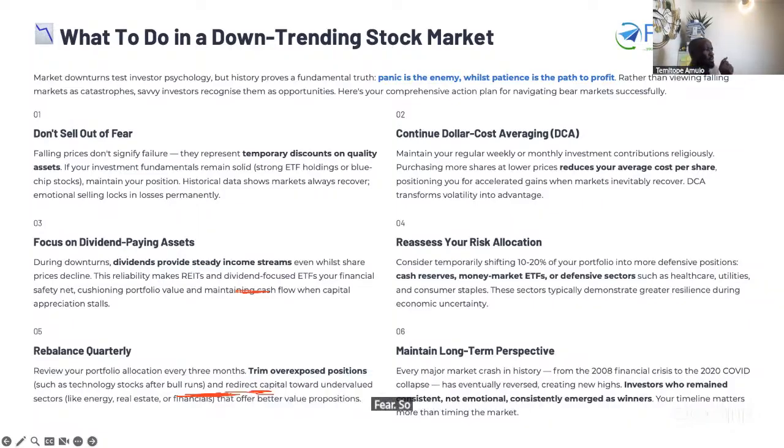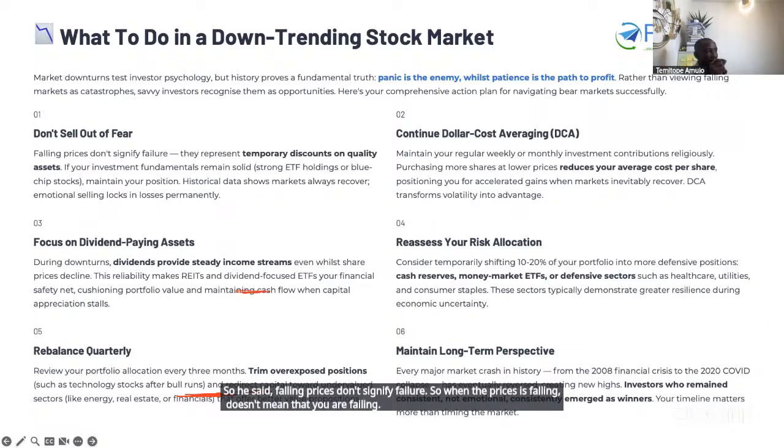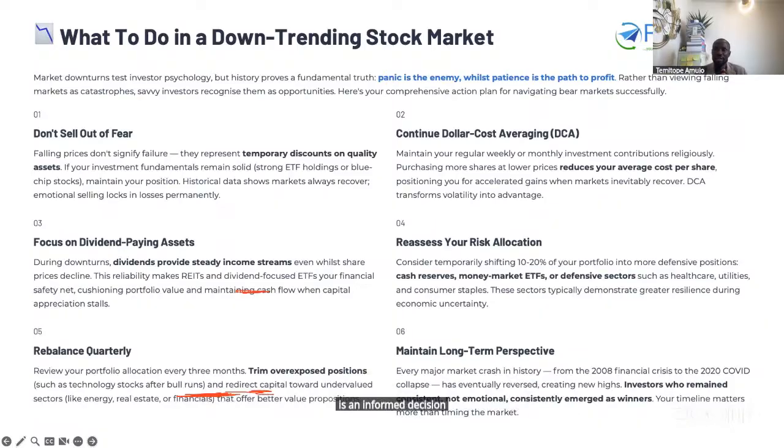So he said falling prices don't signify failure. When the prices are falling, it doesn't mean that you are failing. They present temporary discount on quality asset. So if your investment fundamental remains solid, strong ETF holdings or blue chip stocks, maintain your position, don't sell it. And that was what I said earlier. If you had made your comparisons very well and you make your decision based on an informed decision, don't be afraid of selling your shares out quickly because the market is down trending.